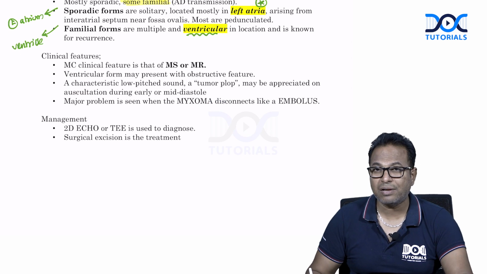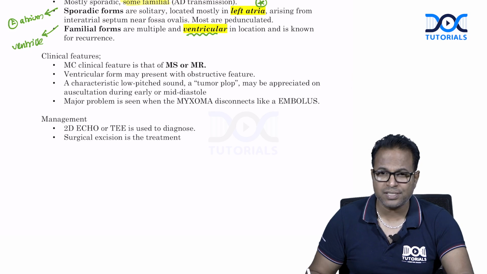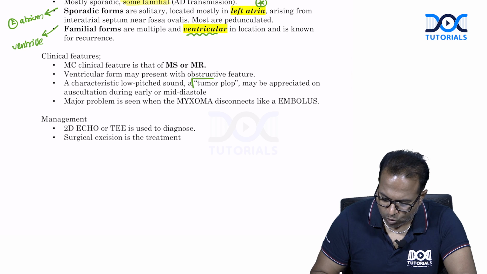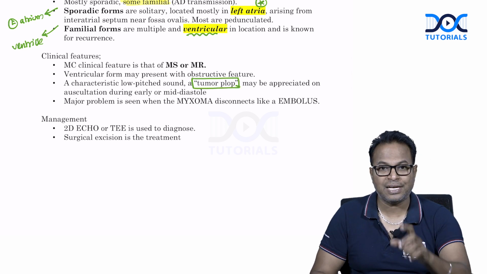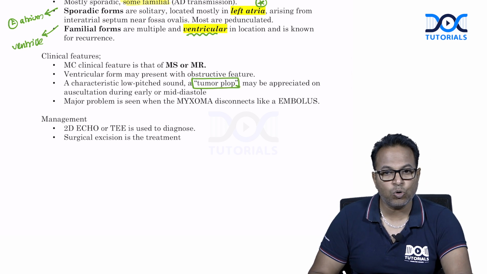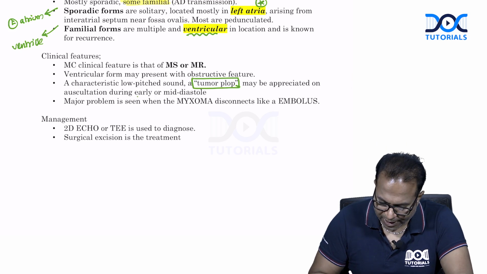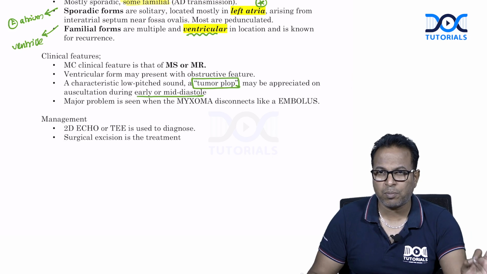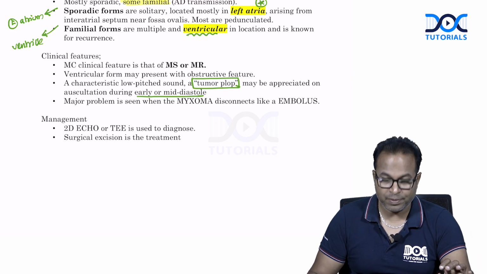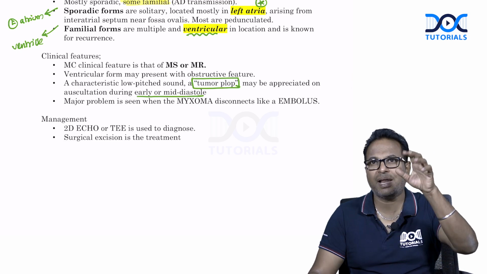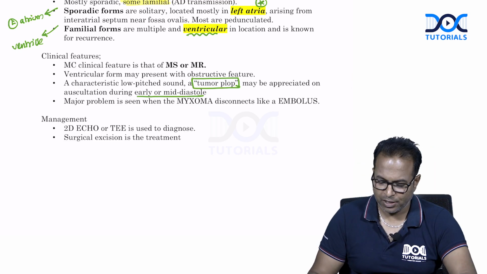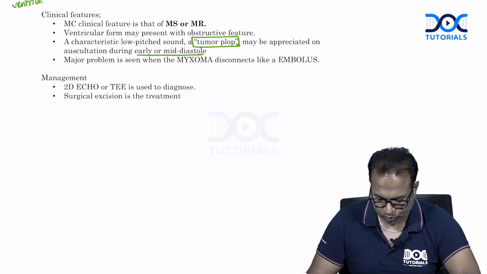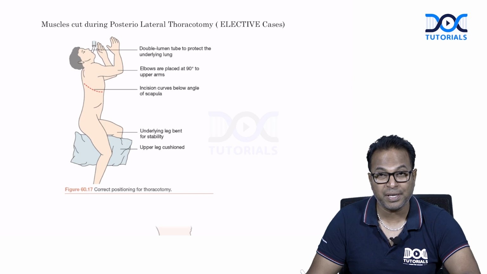The most common clinical feature is mitral stenosis or mitral regurgitation features. Ventricular forms can present with obstructive features, and a typical tumor plop sound may be heard on auscultation. A low pitched sound called a tumor plop can be heard during diastole. Diastolic tumor plop, this is an MCQ. Diastolic tumor plop is seen in myxoma. The major problem is that myxoma can get dislodged and form an embolus. It can go and get obstructed somewhere. Echo is enough to diagnose. Surgical excision is the treatment of choice for atrial myxoma. So don't forget this basic concept of atrial myxoma.